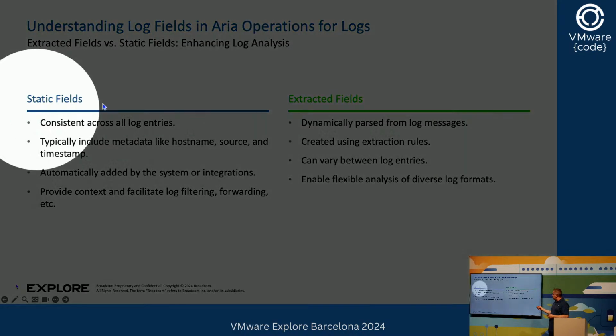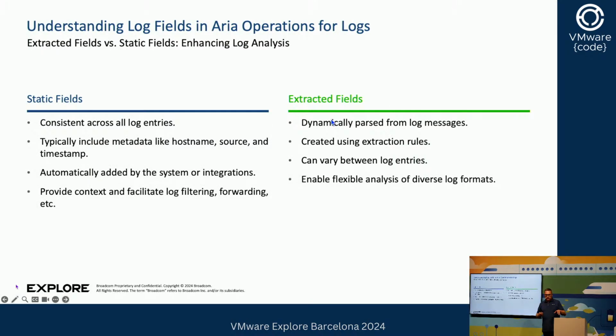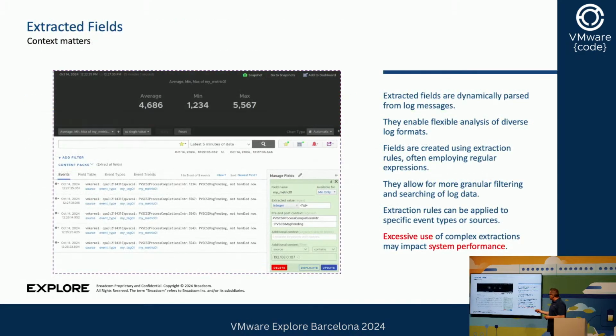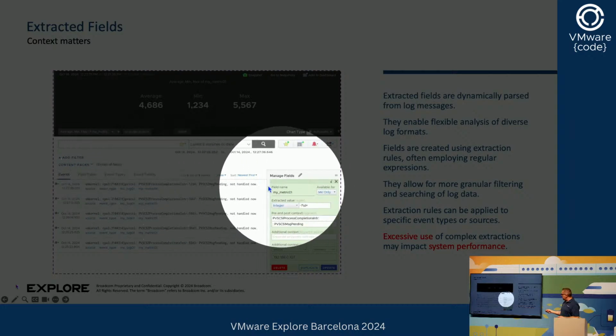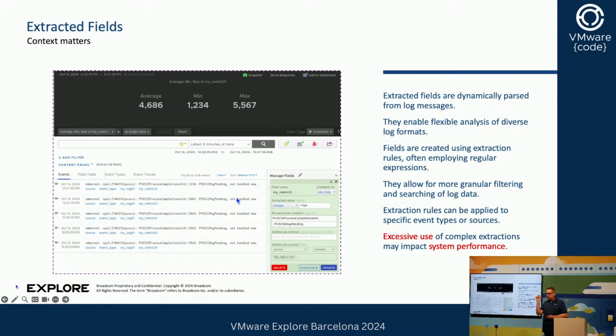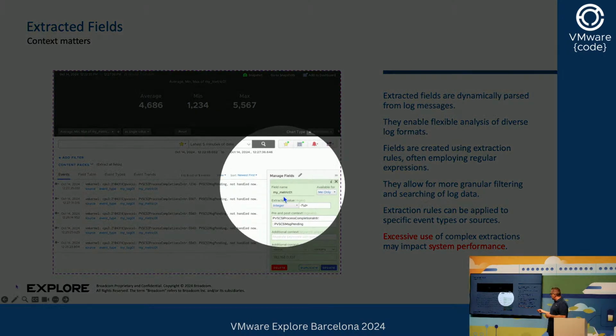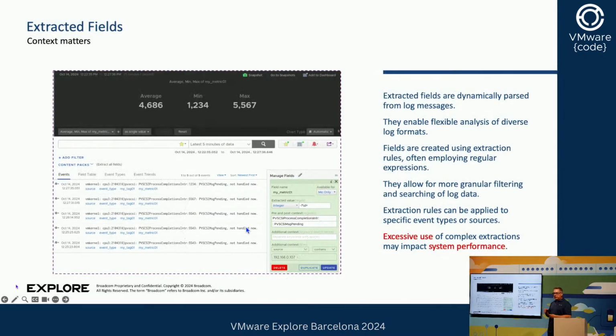In addition to that, we have so-called extracted fields. I will show you how this works in a demo in a second. Extracted fields are anything you would like to add to the system, and it works pretty easily. Anytime a log message arrives in operations for logs, you can select a part of this log message, and you can tell Log Insight to give it a name and create so-called pre and post context to let operations for logs recognize the same piece of message over and over again.